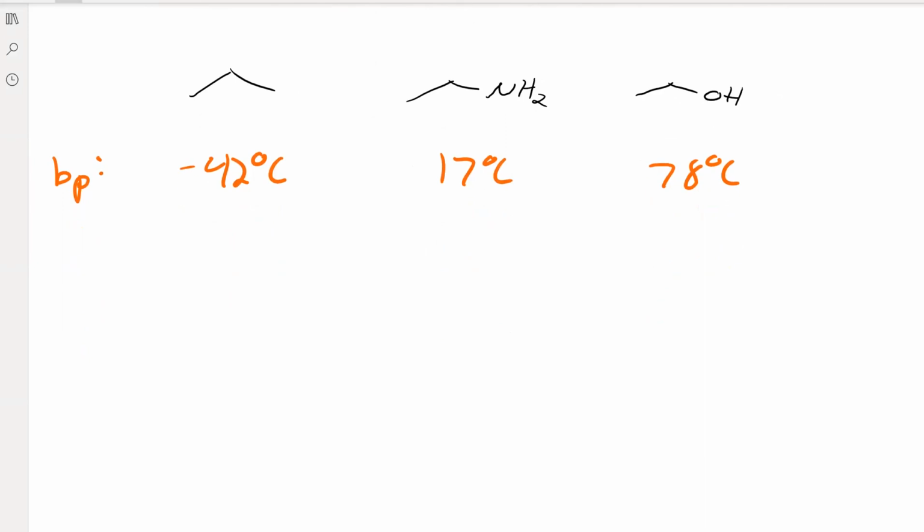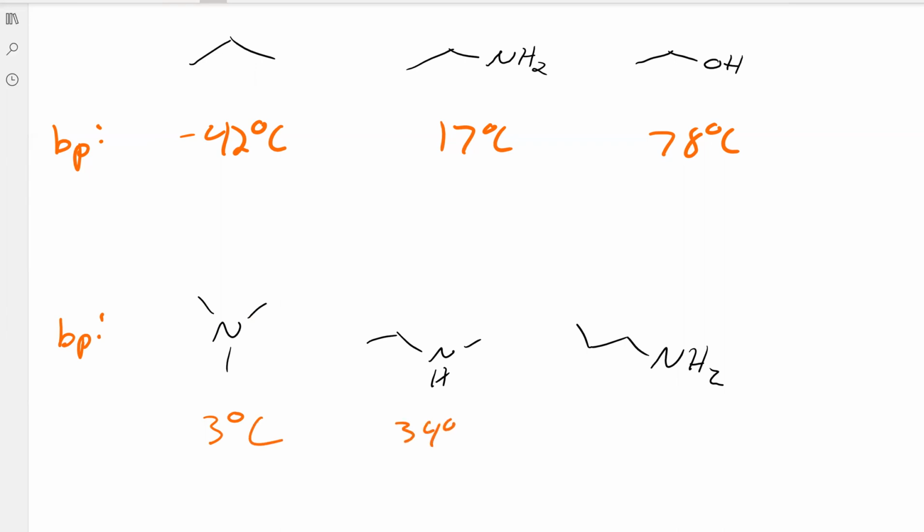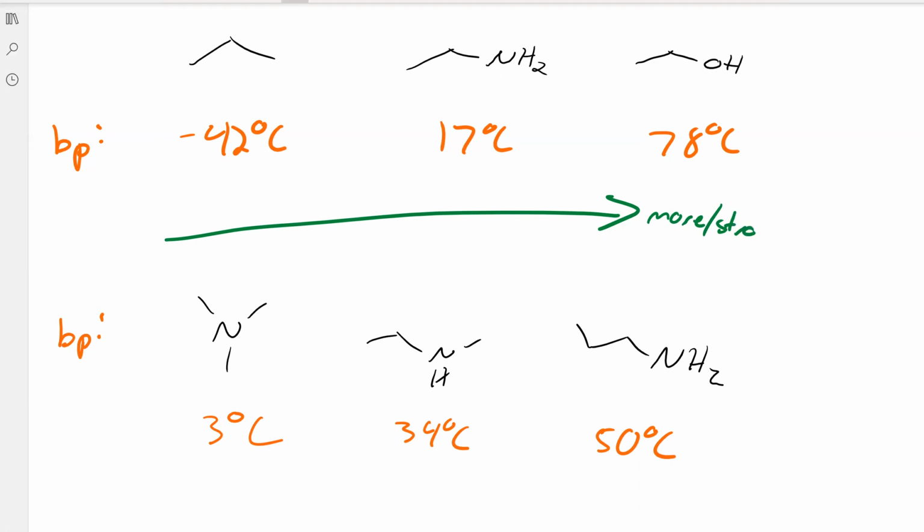And then, of course, since we can have primary, secondary, tertiary amines, they can have different boiling points as well. So, for example, here's our tertiary, or secondary, and then our primary. You'll notice they all have the same carbons, so they all have the same mass. This one's down here at 3 degrees Celsius. This one's up at 34 degrees Celsius. And then this one's 50 degrees Celsius, right? So the more NH bonds that you have, the more hydrogen bonding you have, and thus the higher boiling point, right? So in both of these examples, when we go left to right, we either have more or stronger hydrogen bonding. Nothing out of the ordinary there.